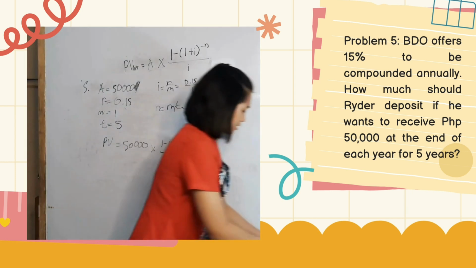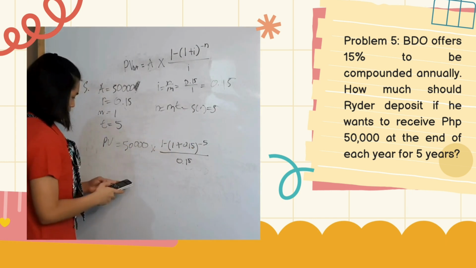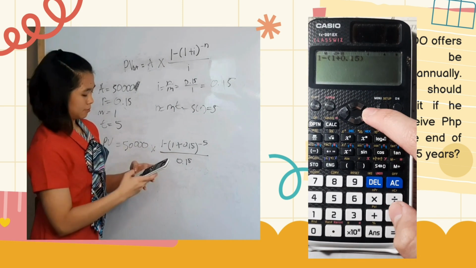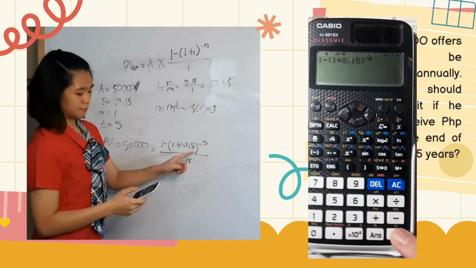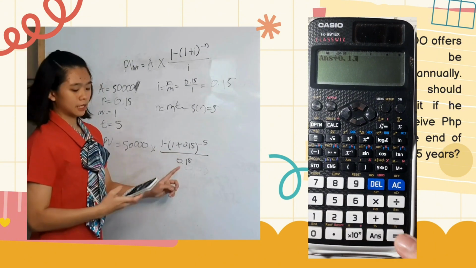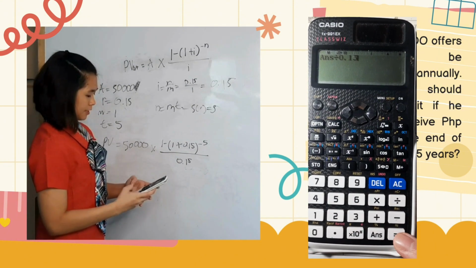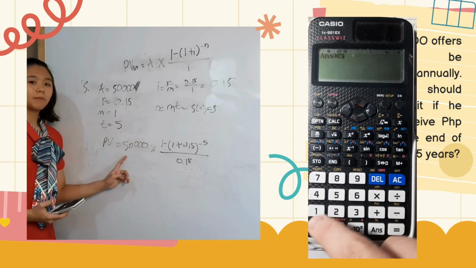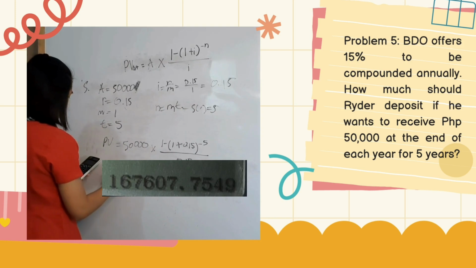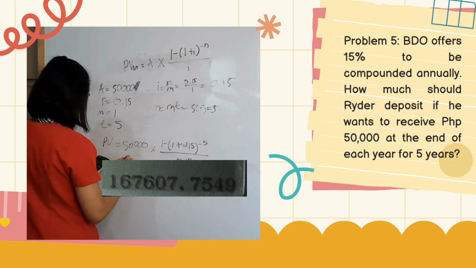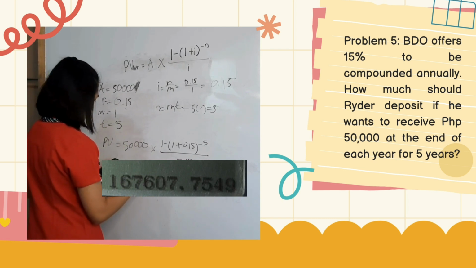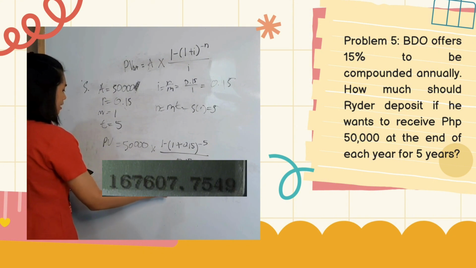So your scientific calculators, we need them. So this one first. 1 minus open and close, 1 plus 0.15 raised to negative 5. Then you click equals to divide by 0.15. And now press again equals. Then multiply that by 50,000. And the answer is 167,607.7549. This is our final answer.